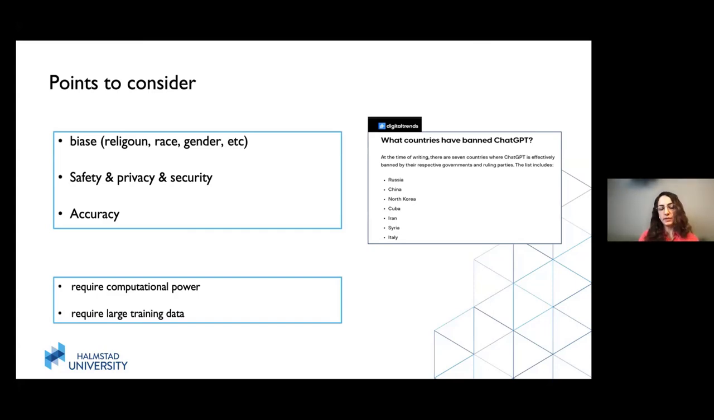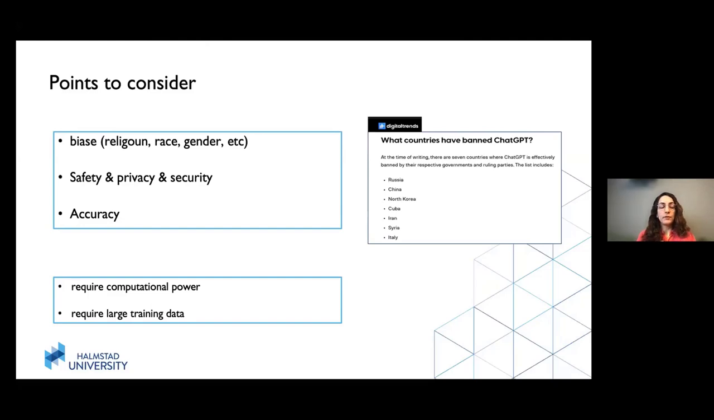So these are the two facts we shouldn't forget. And if you wanted to use the open commercial ones, you shouldn't forget that some of these are banned in some countries nowadays, and they are actually starting to ban it because of many reasons. And if you want to train your own or rely a lot on these open ones, the bottom rectangle is applied to you because they require a lot of power and they require large training data.